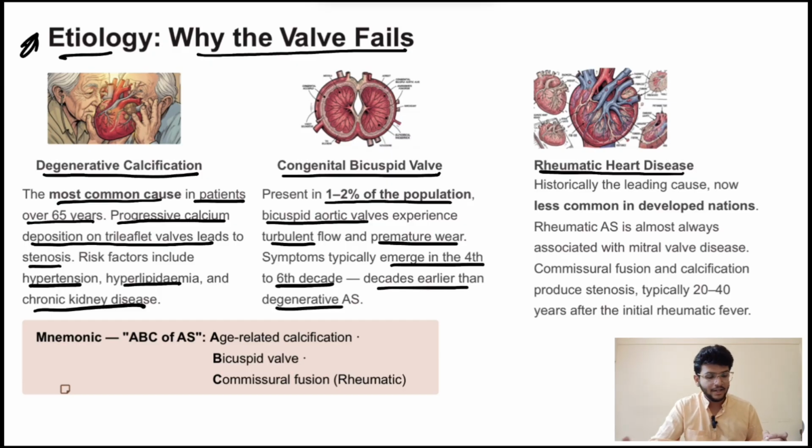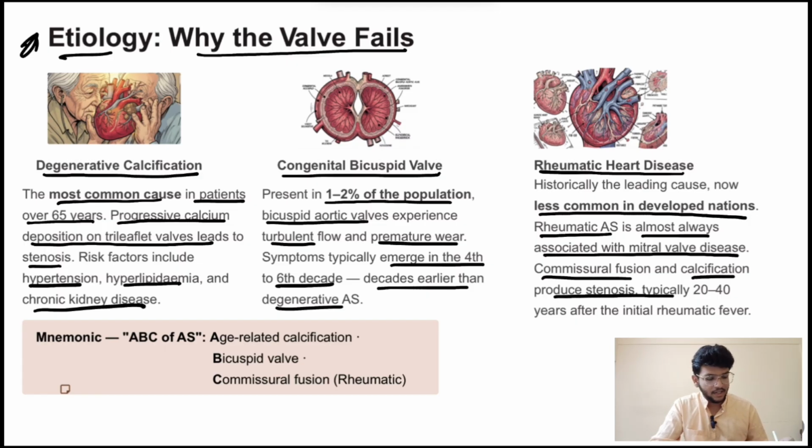The rheumatic heart disease, historically a leading cause, is now less common in developed countries. Rheumatic aortic stenosis is almost always associated with mitral valve disease, commissural fusion, and calcification produce stenosis. Typically 20 to 40 years is the interval after the initial rheumatic fever. The mnemonic for the etiology is the ABC of aortic stenosis, where A stands for age-related calcification, that is degenerative calcification, B stands for bicuspid valve, and C stands for commissural fusion.